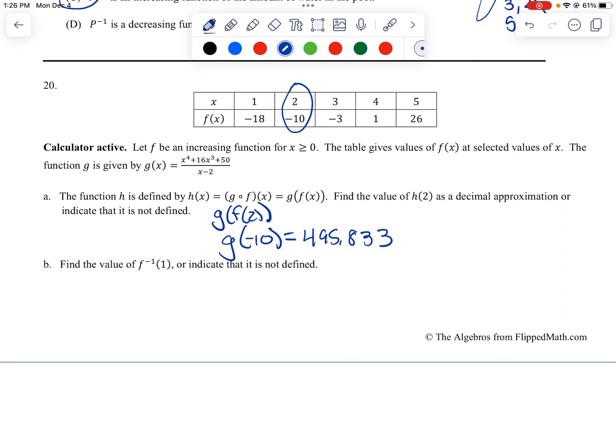All right, find the value of the inverse at 1. So f of 1. So we're going here, so we know it's our inverse. So going backwards, that would be 4.